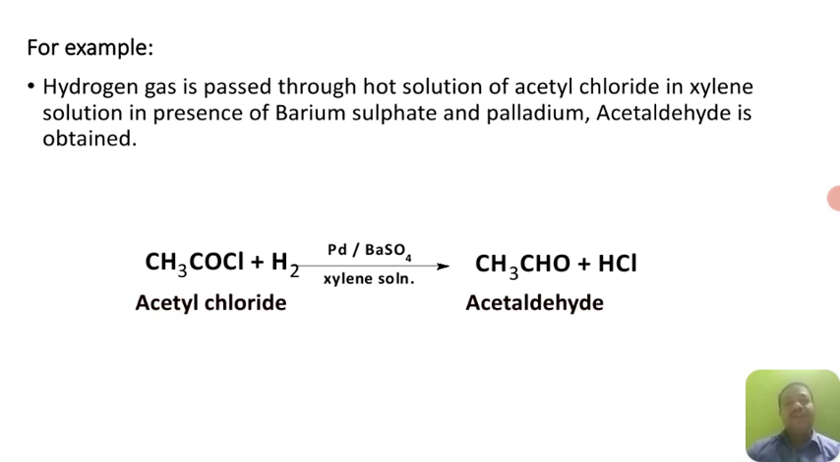Since this formyl chloride is an unstable molecule, we cannot produce formaldehyde by this method.